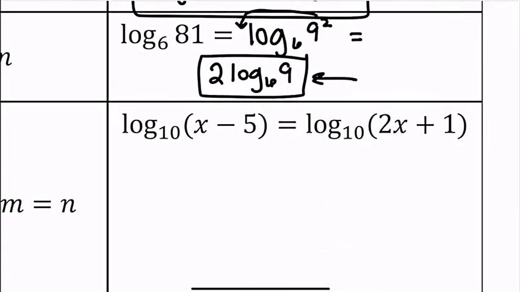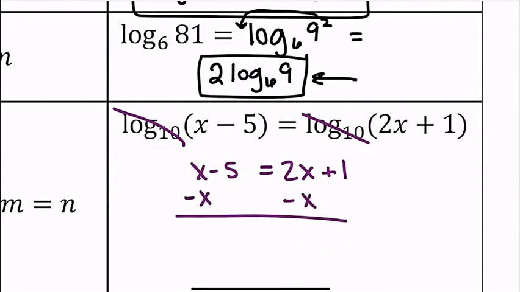Meaning, if I look here, I have 2 logs with bases that are equal to each other. They would cancel, and just the insides are equal. Very, very similar, exactly the same as when you're doing exponential equations. If the bases are the same, the exponents are equal. From here, we'll just do normal equation rules to solve.